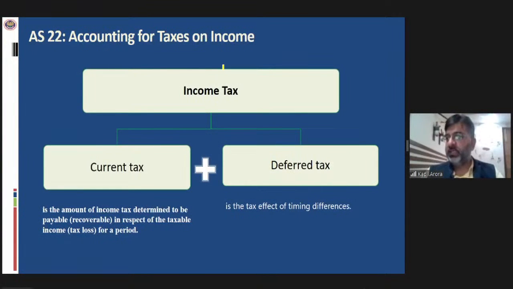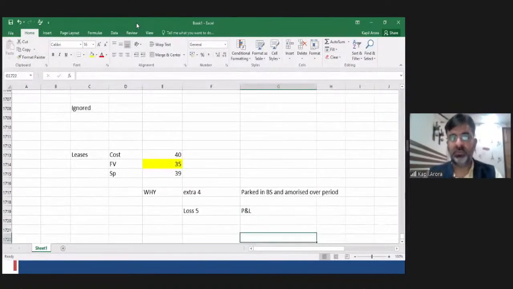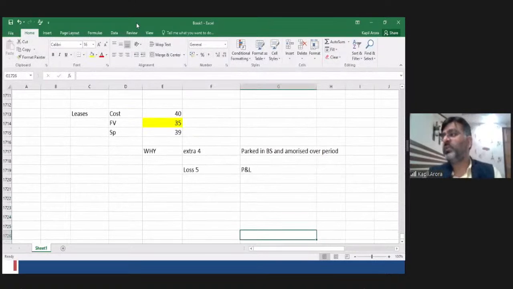Welcome back, guys. So we have covered those two topics. I'll take one more query of Radha, which is still related to this. So Radha, what exactly are you saying? We have a profit of 4, right? And we are having a loss of 5. Why are we doing that? Why can't we just take a loss of 1?